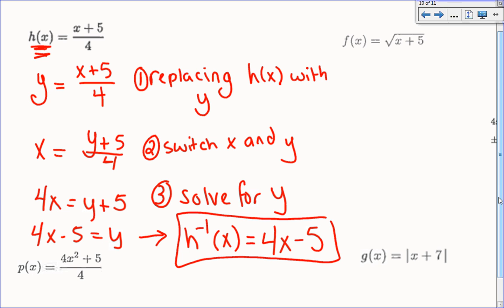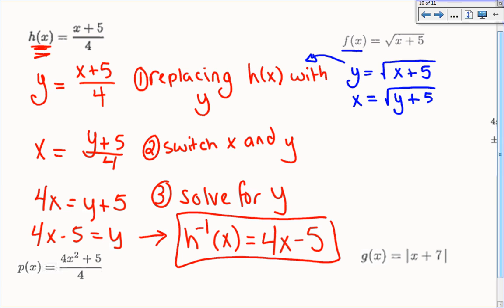Okay, we'll do the same thing with this function here. Now we've got f of x, so we're going to replace f of x with y. Y equals square root of x plus 5. So that's this step here. Our second step is we're going to switch x and y. So instead of y equals, we'll have x equals the square root of y plus 5. So we switched our x's and our y's.